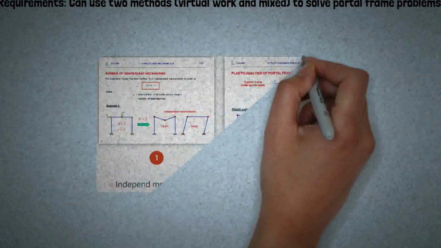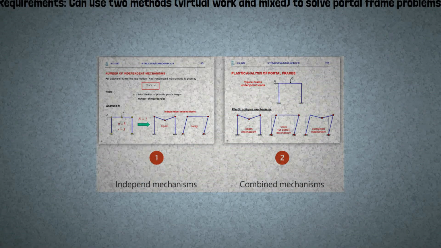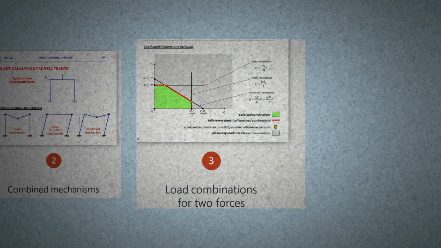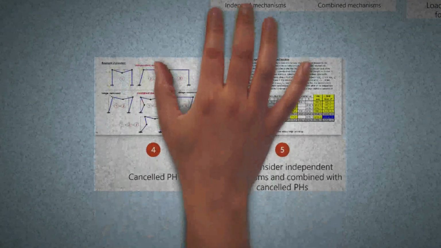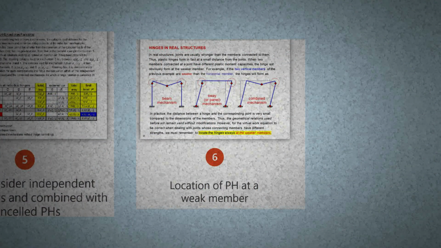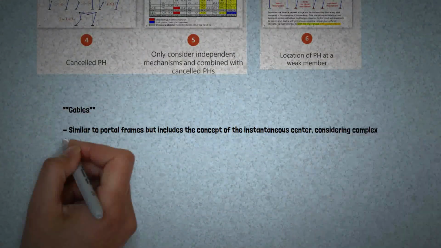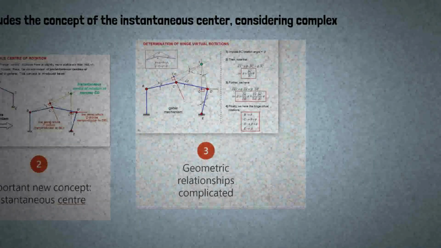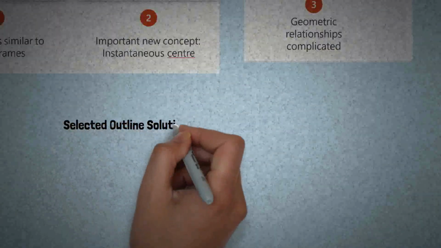Portal frames: use two methods, virtual work and mixed, for portal frame problems, considering independent and combined mechanisms, load combinations, cancelled PHs, and weak member locations. Gables: similar to portal frames but includes the concept of the instantaneous center, considering complex geometric relationships.